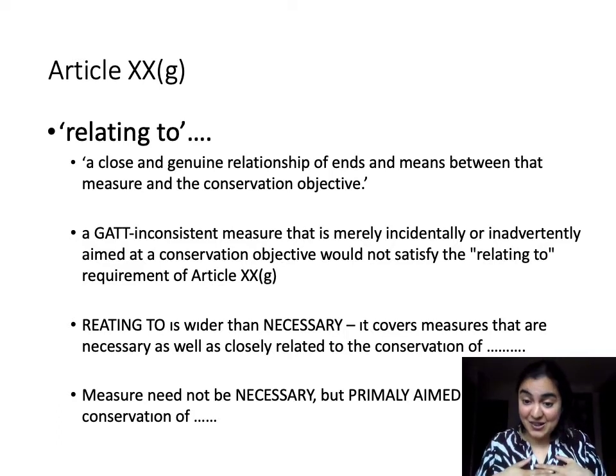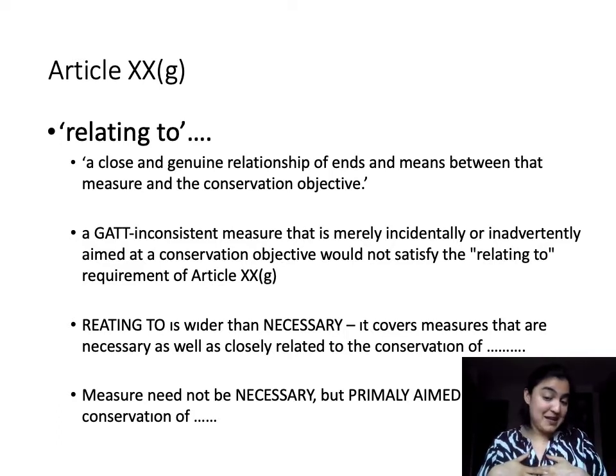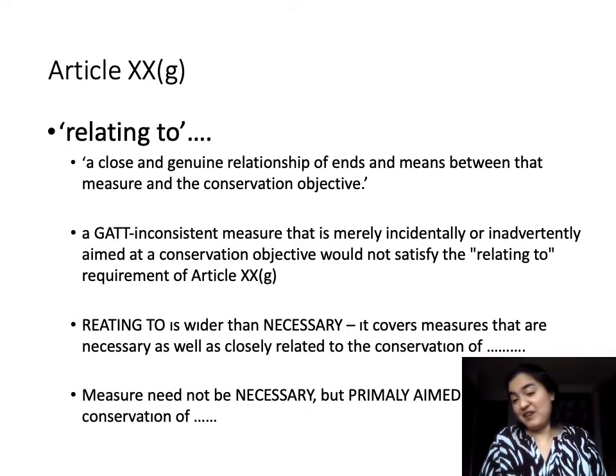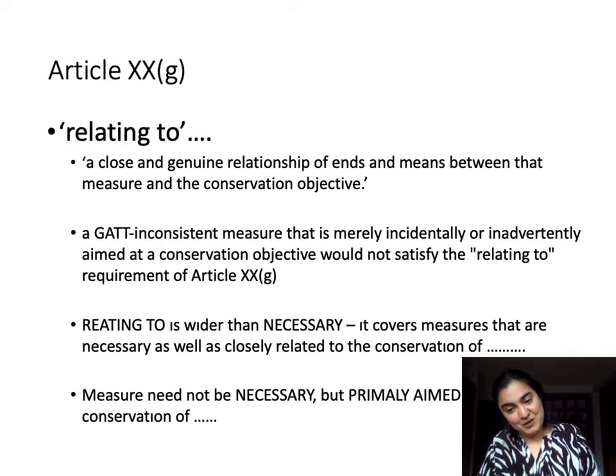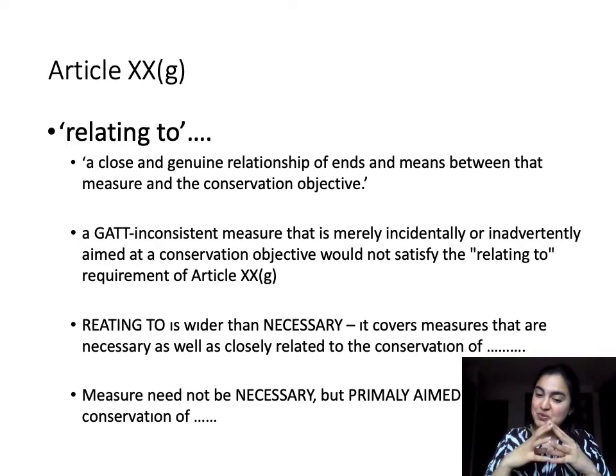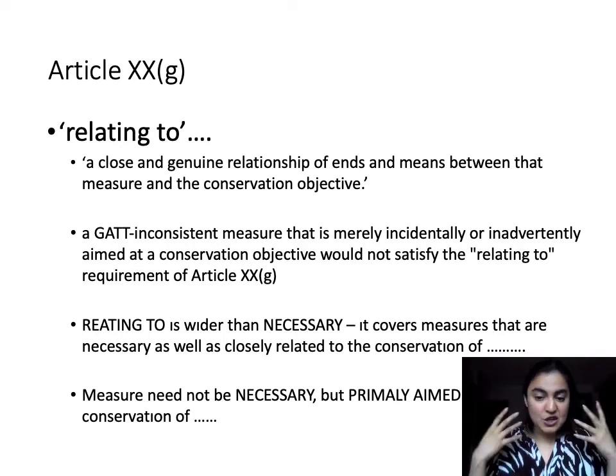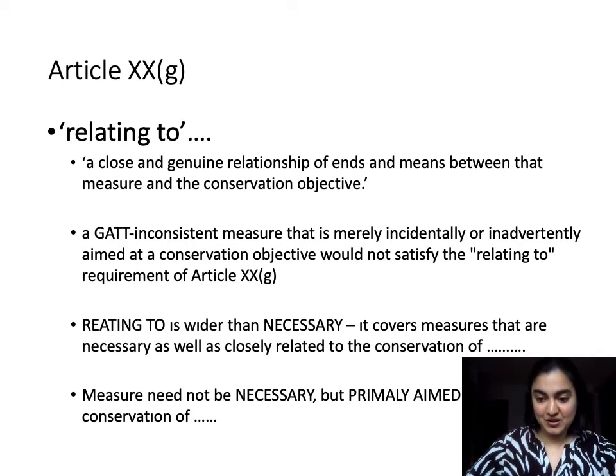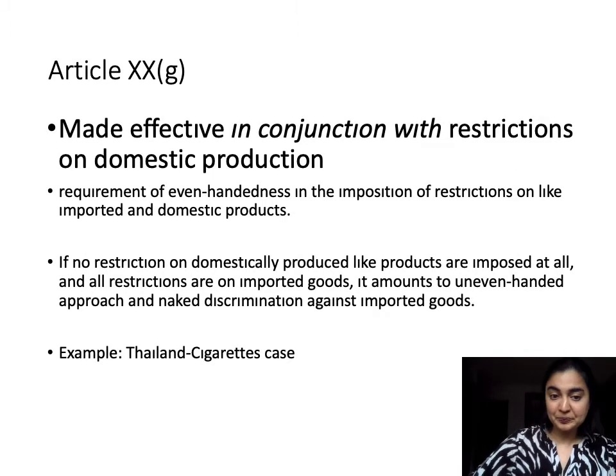than the necessity requirement, isn't it? Because in the relating to requirement, the court would not question you if there were any alternatives available to you. As long as you can prove some kind of close nexus between the means and the ends, you can satisfy the relating to requirement. And it has not been a problem in most of the cases so far.